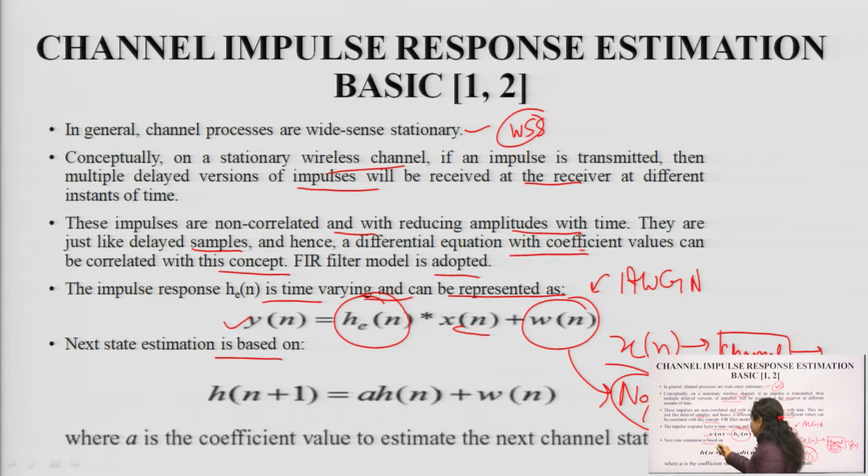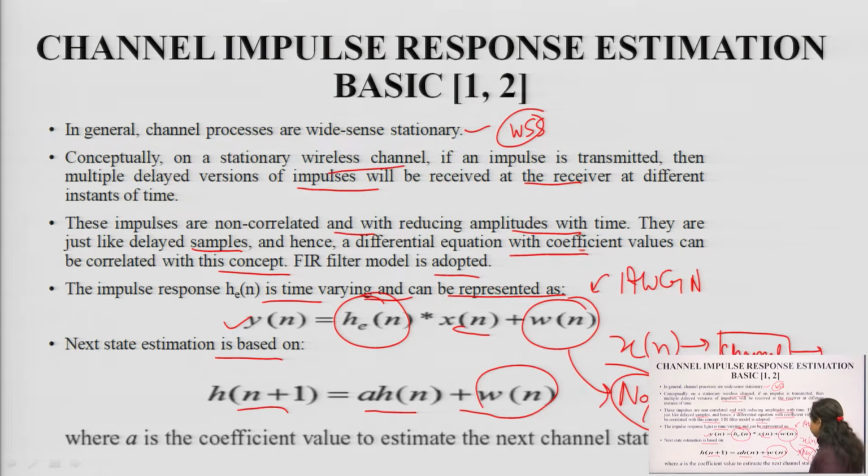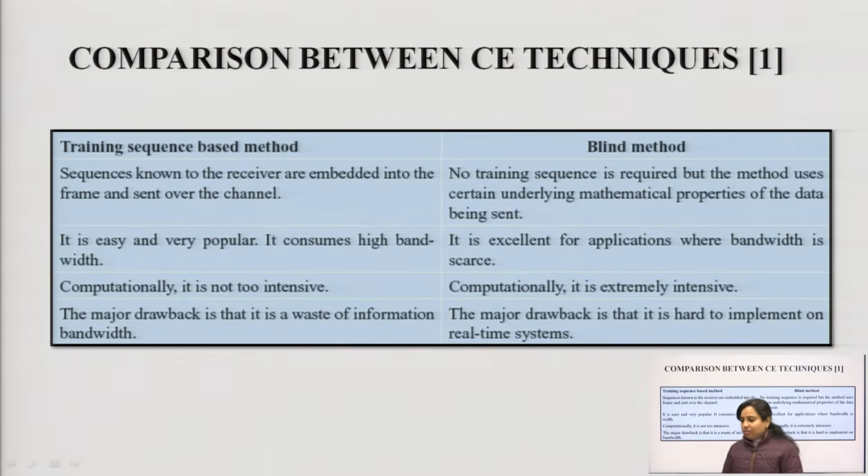So, next state estimation is based on h n plus 1, which is equal to a h n plus w n. Now, w n is again the noise, and a is the coefficient value to estimate the next channel state. Now, next is a comparison between different channel estimation techniques, like the first one is training sequence based, and another is the blind method. In case of the training sequence, the sequences known to the receiver are embedded into the frame and then it is sent over the channel.